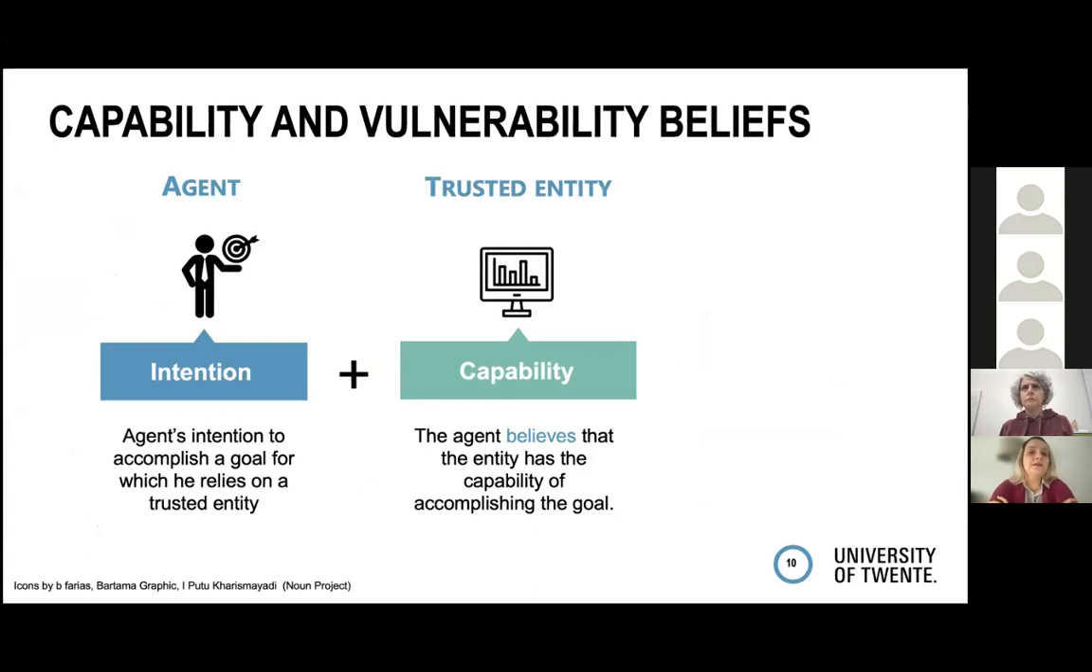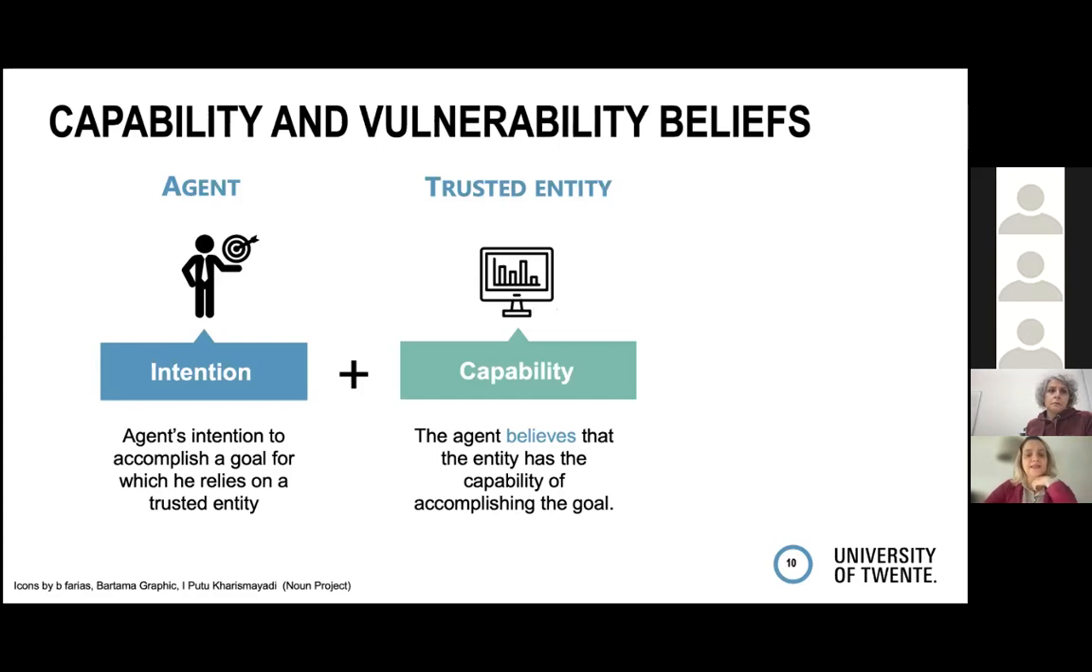Then the second part is understanding how these concepts relate. So first of all, an agent has an intention to accomplish a specific goal. And for that, it relies on a trusted entity. This means that the trusted entity has some capability, and the agent believes that the entity has the capability of accomplishing the goal. That's why for this agent, this entity is trustworthy, right?